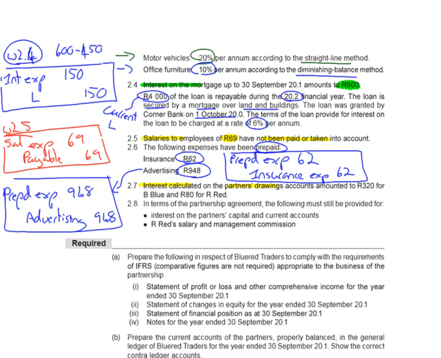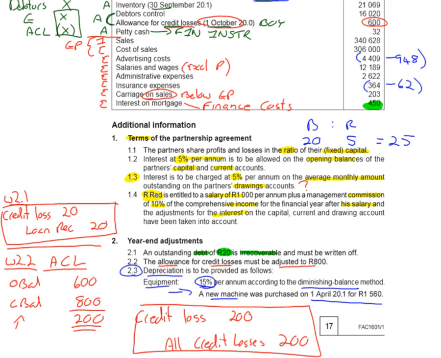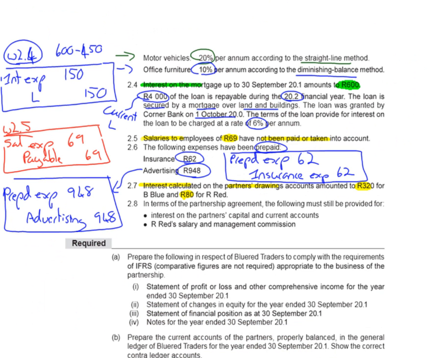Interest calculated on the partner's drawing accounts was 320 for blue and 80 for red. Remember up top here, when we first looked at 1.3, we knew there was going to be an issue because they did not give us enough information to calculate the interest on the drawings. So I'm just going to write here, refer to 2.7. I think it was 2.7. Yes, it was. Okay, so we've got the interest on the drawings, 320 and 80. Then in terms of the partnership agreement, the following must still be applied or provided. Interest on the partner's capital and current account, and Red's salary and management commission. You're going to take that to the appropriation account.